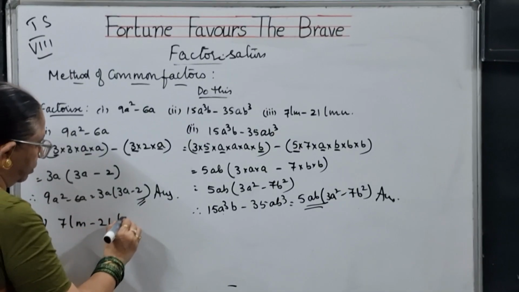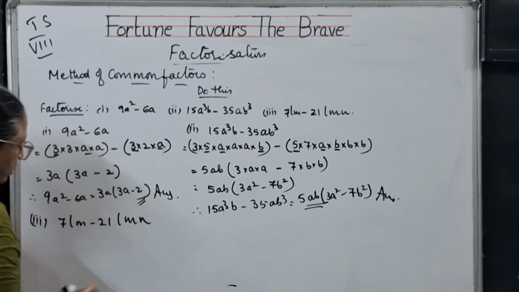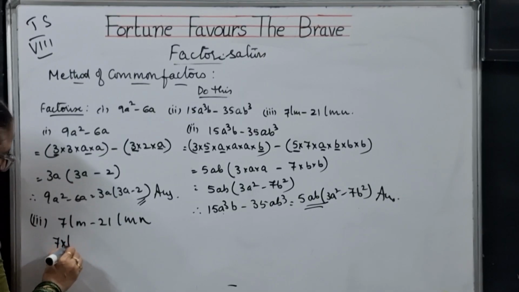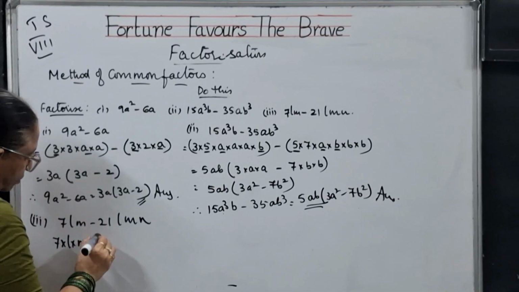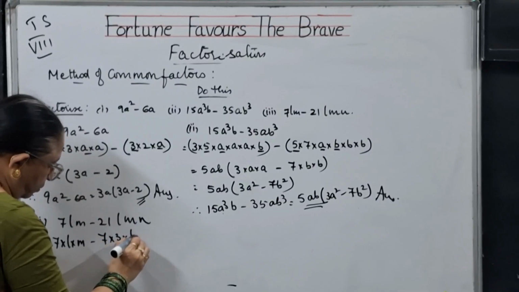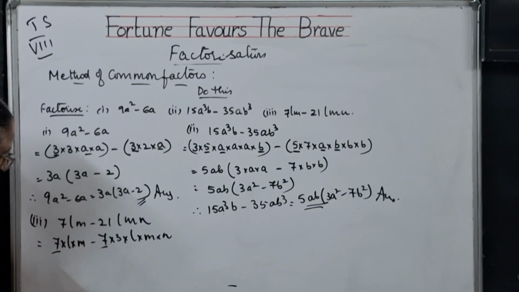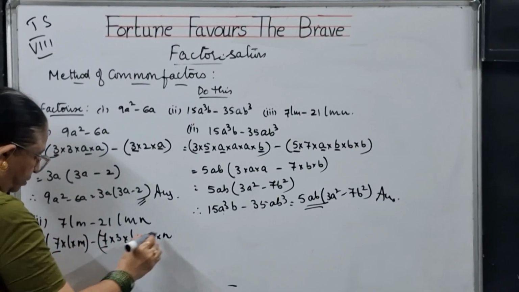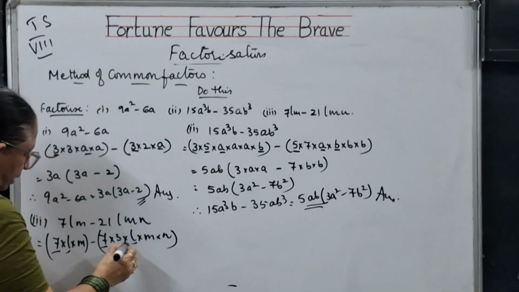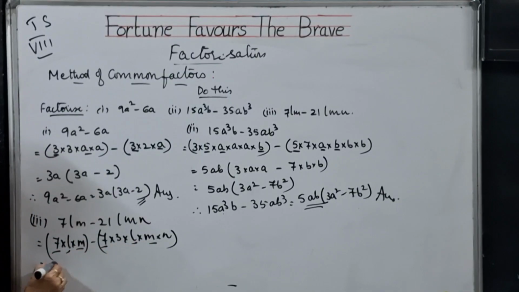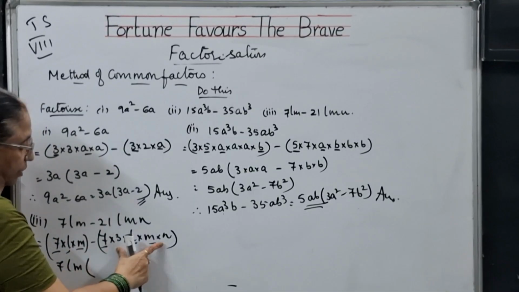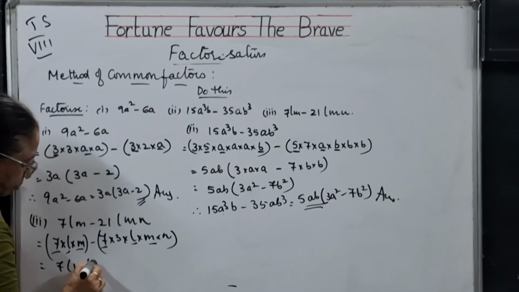7lm minus 21lmn. So 7lm can be written as 7 into l into m, minus 21 means 7 into 3 into L into M into N. So in these two, 7 is common. This is one group and this is one group. 7 is common, L is common, M is common. So I'll take 7LM here. So when I take 7LM here, there is nothing left here. But we cannot just omit it and write only this. In this place, we have to put 1.